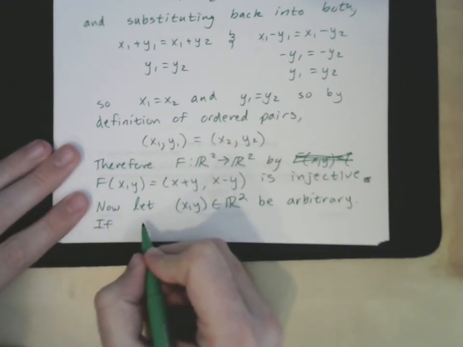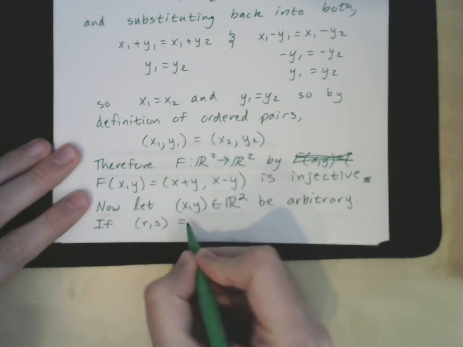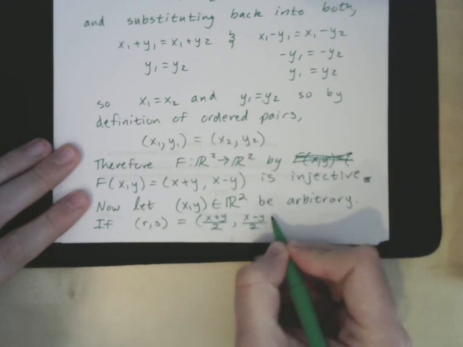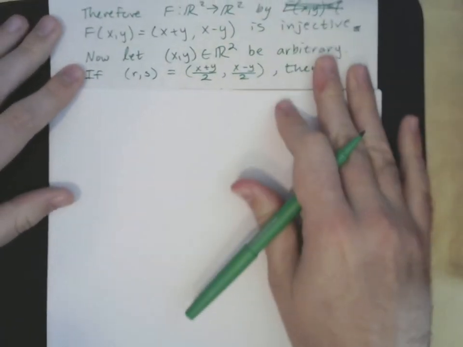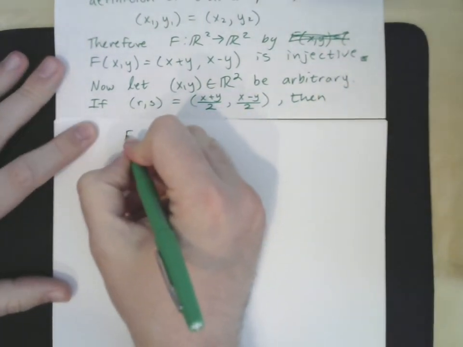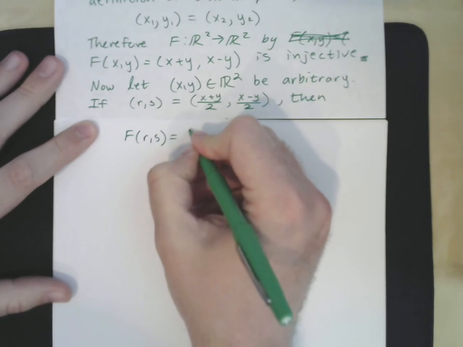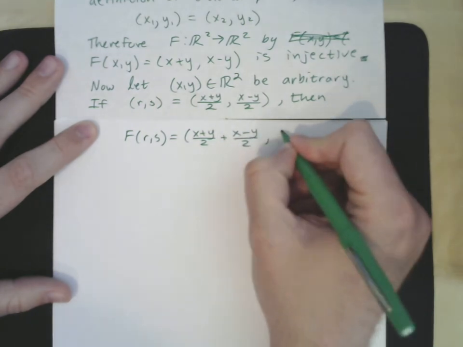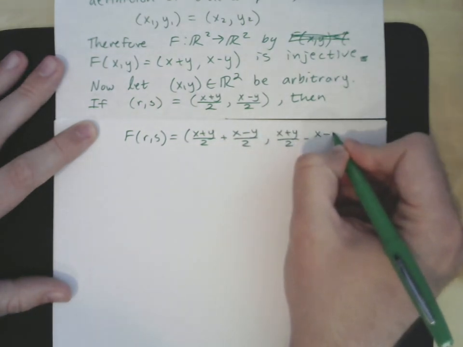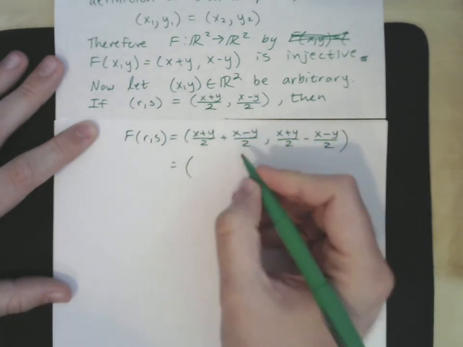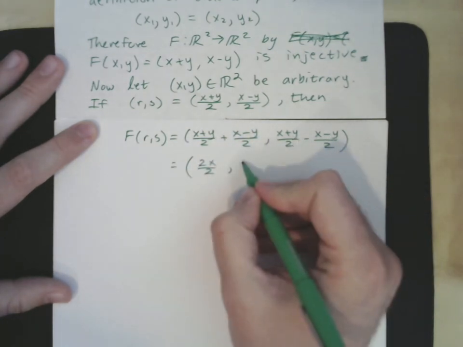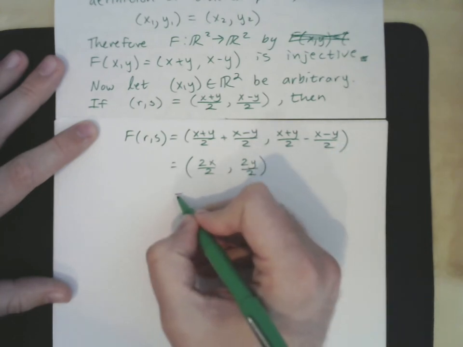If (r, s) equals ((x plus y) over 2, (x minus y) over 2), then F of (r, s) equals (x plus y) over 2 plus (x minus y) over 2, comma, (x plus y) over 2 minus (x minus y) over 2, which is going to be x plus y plus x minus y, or 2x over 2, comma, 2y over 2, which equals (x, y).